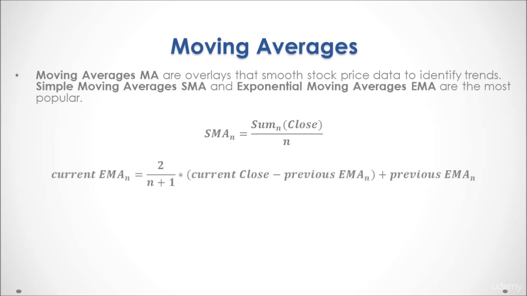To calculate exponential moving averages, the current exponential moving average is equal to 2 divided by n plus 1. Again, n is the number of periods for which we want to calculate the corresponding exponential moving average. This is then multiplied by the difference between the current close minus the previous exponential moving average, and to this result we add the previous exponential moving average. For our initial exponential moving average, it is equal to the simple moving average of those n corresponding periods of close prices.